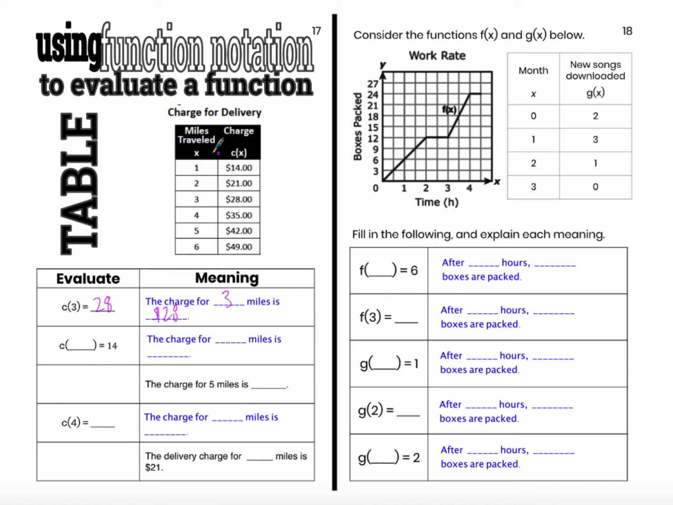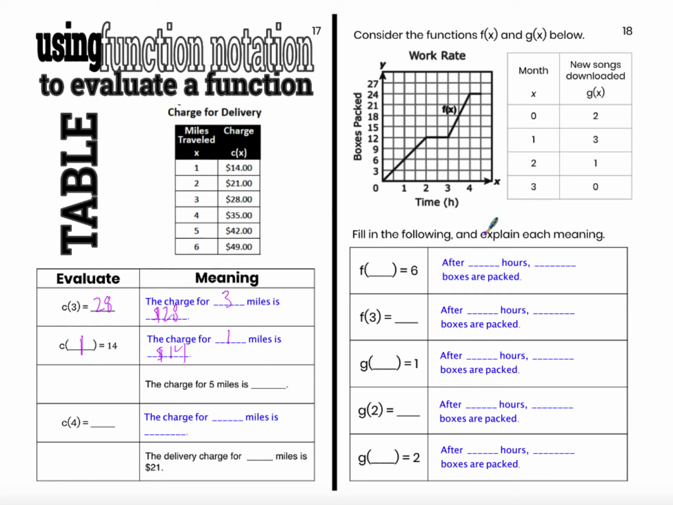Here I'm given an output of 14, given an output of 14, that goes with the input of 1. The charge for 1 mile is $14. Again, each function notation statement represents one particular ordered pair, one particular pairing between independent and dependent. X equals 3, y equals 28. X equals 3, C of x equals 28. X equals 1, input of 1, output of 14.